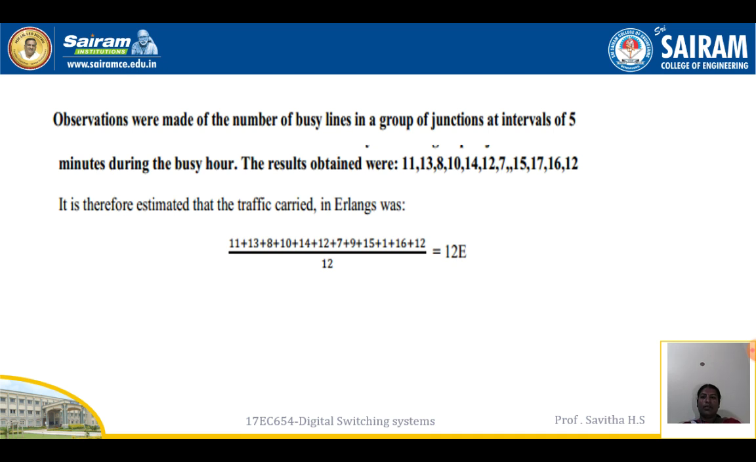So we'll take an example. Observations were made of the number of busy lines in a group of junctions at intervals of 5 minutes during a busy hour. The results were as shown. It is therefore estimated that the traffic carried in erlangs was, adding all the values and dividing by 12, equals 12 erlangs.